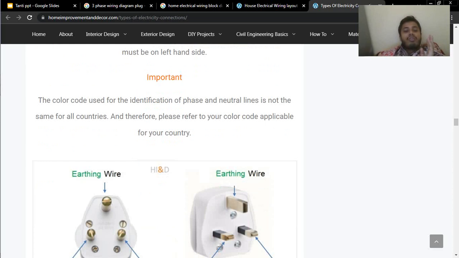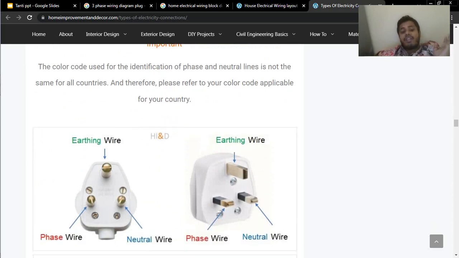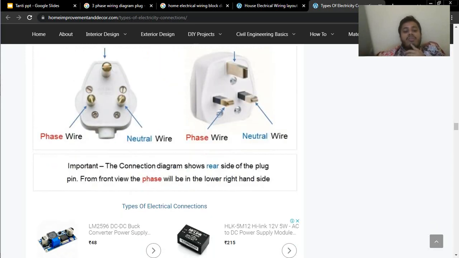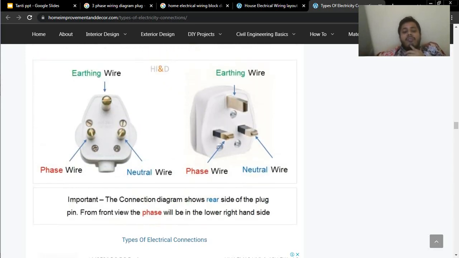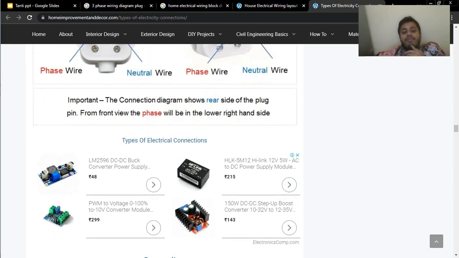Important: the color code used for identification, like which one is earth, live and neutral, is not the same for all countries. Different countries have different color codes, so you have to be careful, but don't worry, in India we have already defined our color code, so please refer to it. Live is red, earth is green, and neutral is blue.